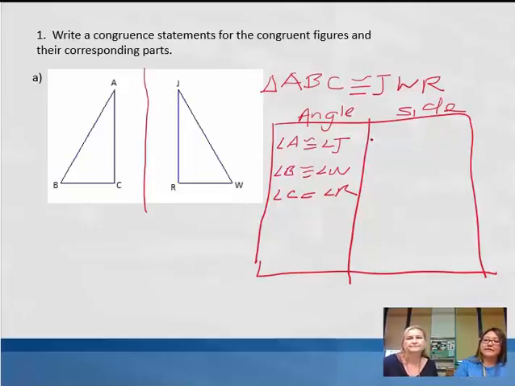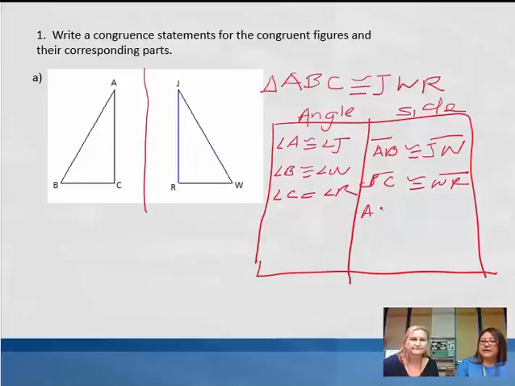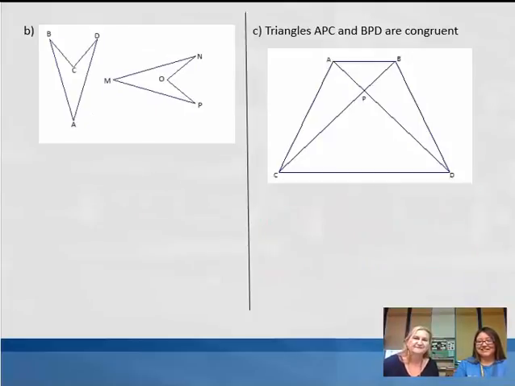Next, the sides. AB is congruent to JW, BC is congruent to WR, and finally AC is congruent to JR. So we have the congruent statement, corresponding congruent angles, and corresponding congruent sides. Let's move on.